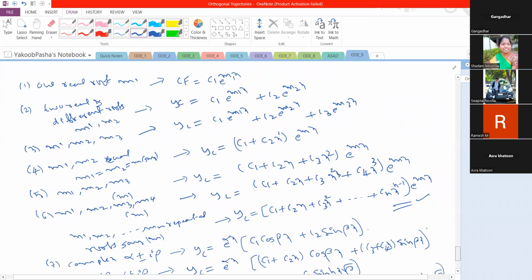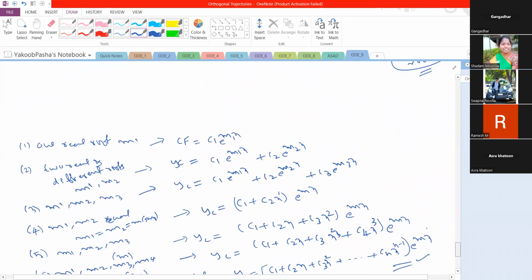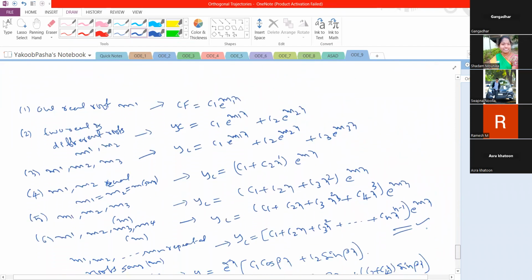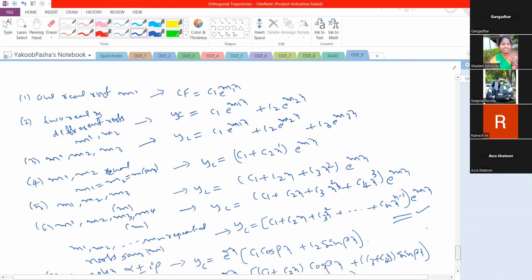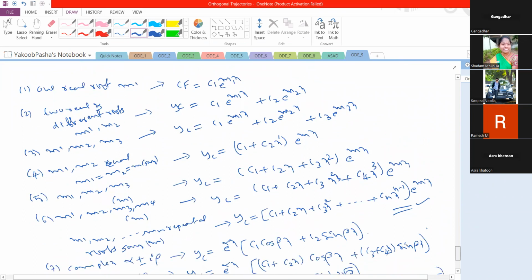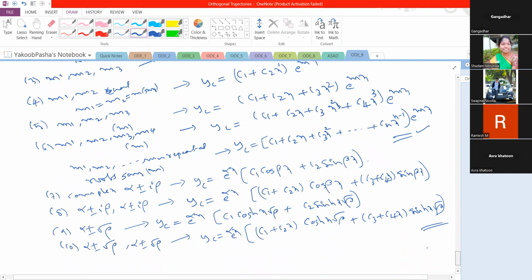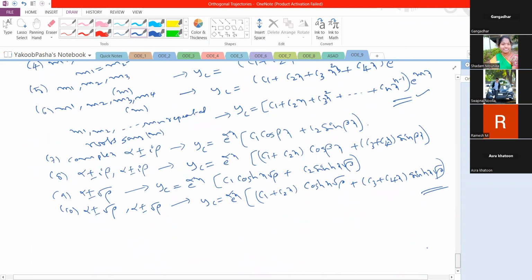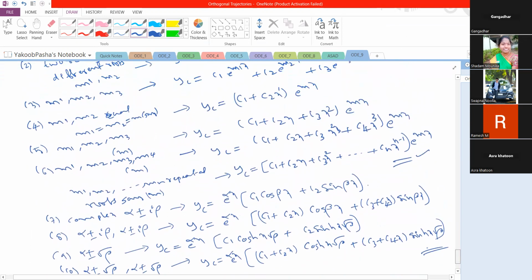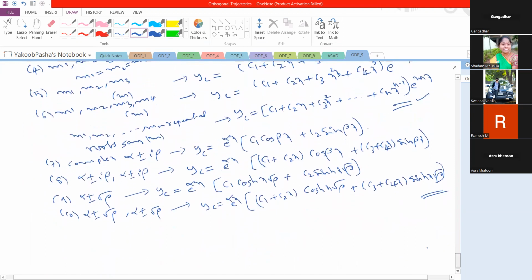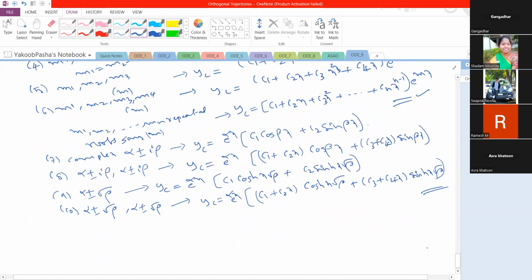Real roots, complex roots, repeated real roots, distinct roots, two complex roots, repeated complex roots, surds, how each case works. So you have to remember these formulas. Now we see some problems related to complementary function.